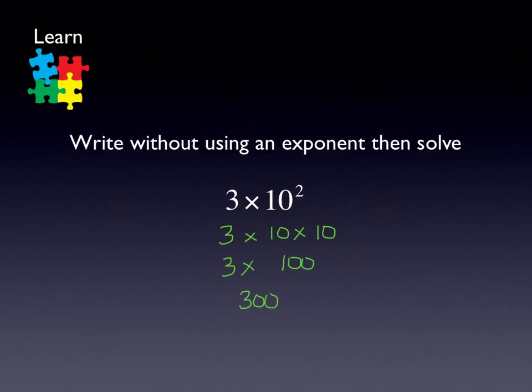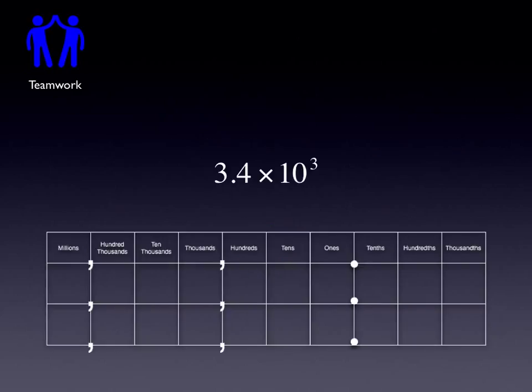So if you know that 3 times 100 is 300, then you're going to also know that 3 times 10 to the 2nd power is 300. 10 to the 2nd power and 100 are the same amount, so the product is going to be the same. So we're going to use what we've learned about multiplying decimals by 10, 100, and 1,000, and your new knowledge about exponents for the next slide. Right, we can certainly use this with our place value chart as we have before.